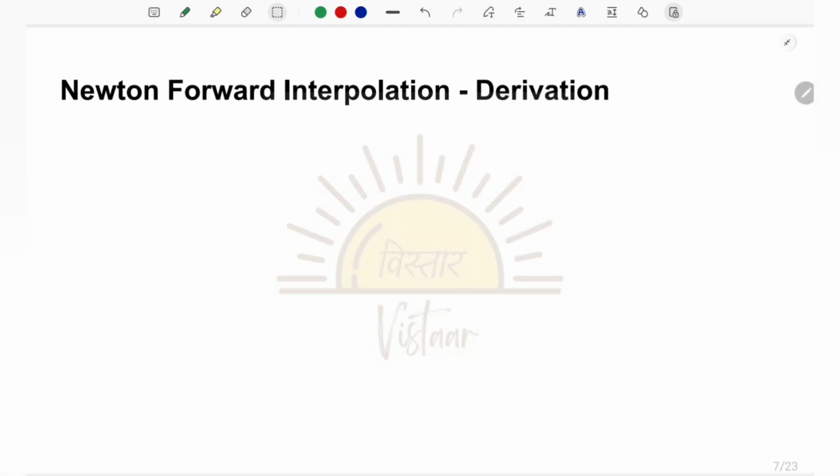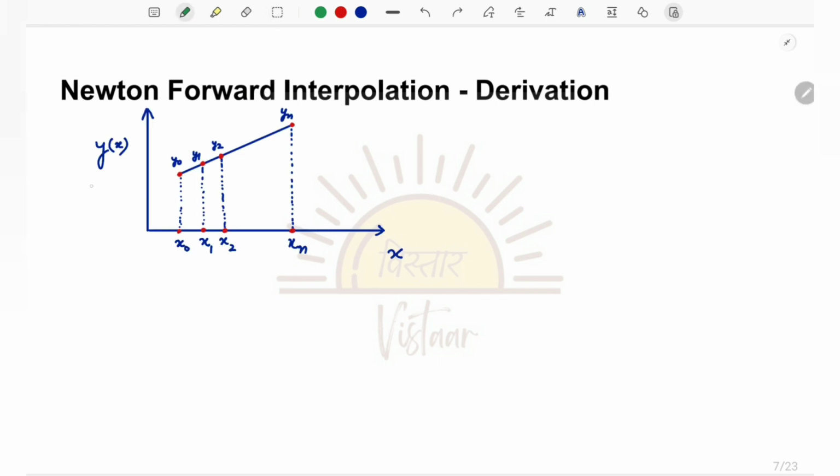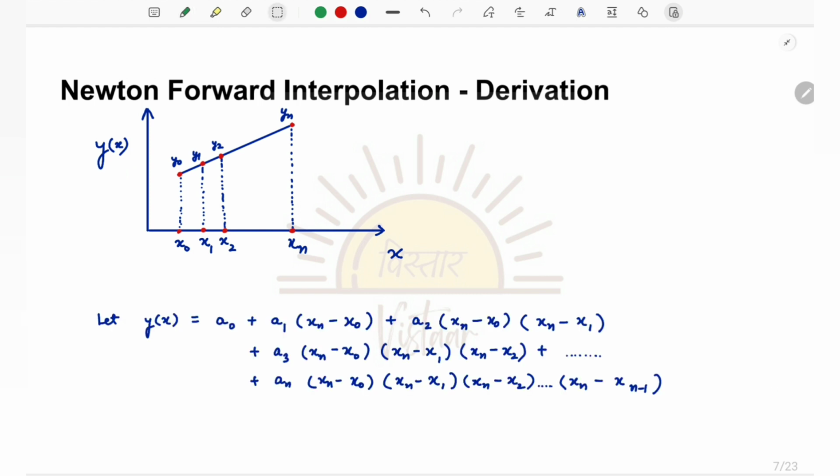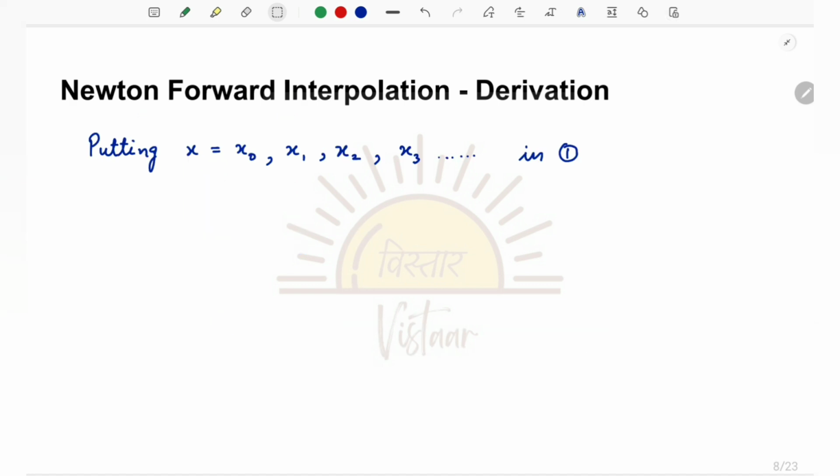Now let's understand how it is derived. If you want to skip this derivation part, then you may watch the next video in this playlist to directly move to the example. For the derivation, we must imagine a function y which is dependent on x. Let's draw a graph for this. We can write this y(x) in a generalized way like this. Let this be equation 1. Now let's put the value of x in the equation number 1.